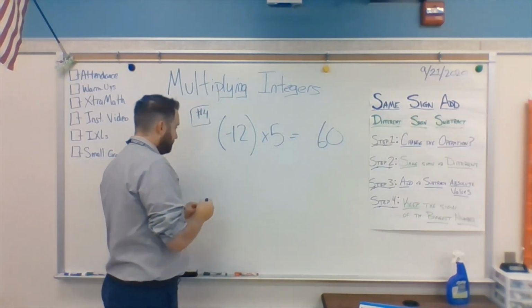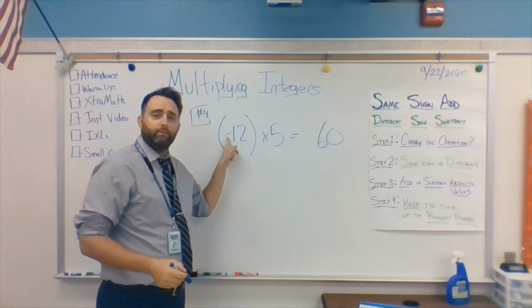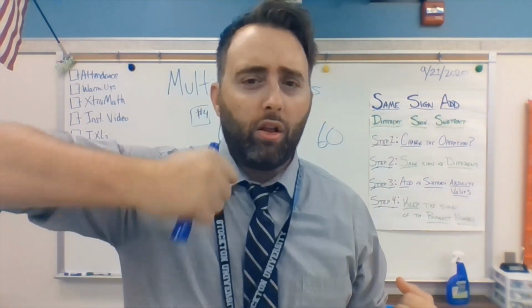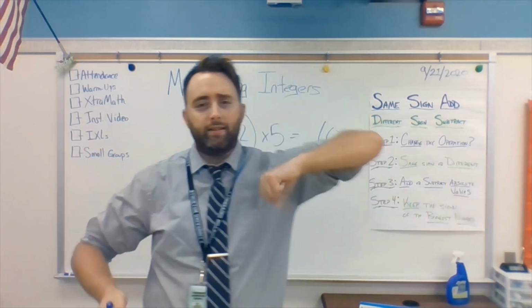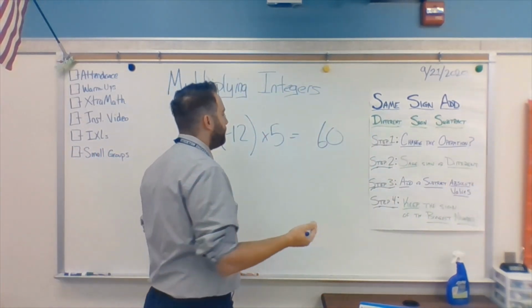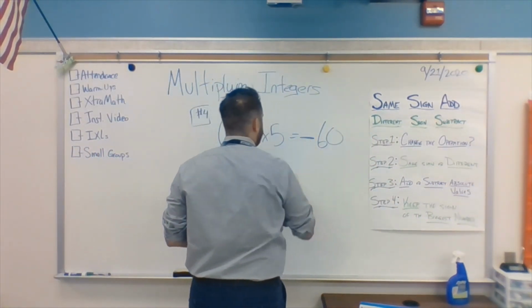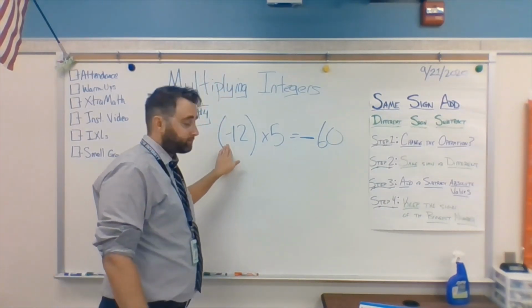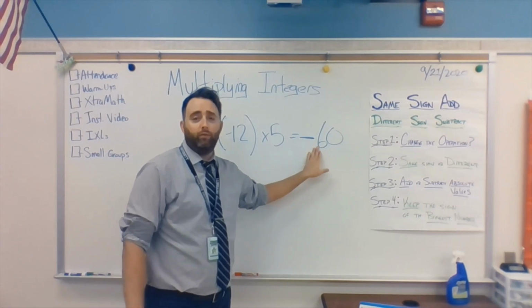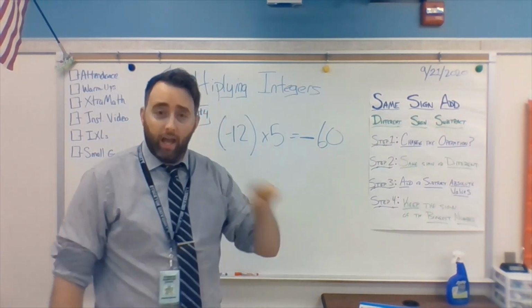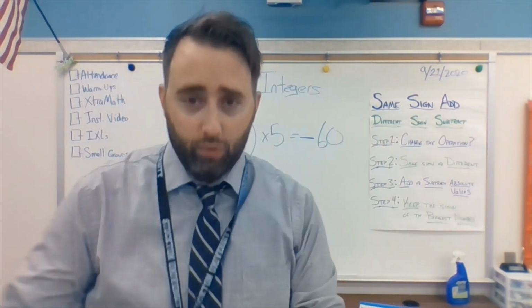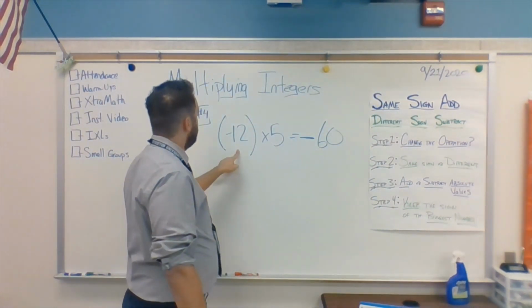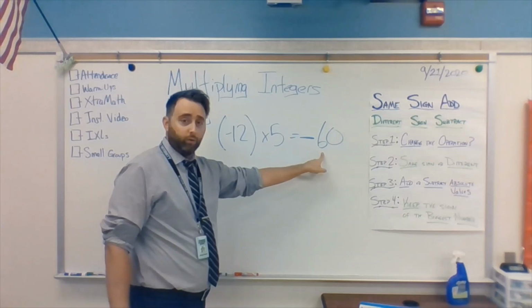But what do you have here? You have little old Romeo sitting all by himself. Little old Romeo can't be all by himself. He needs his Juliet. So guess where she'll be waiting for him? In the answer. If Romeo is alone in the question, Juliet has to be waiting for him in the answer. If there's one negative in the question, there's one negative in the answer. So a negative times a positive equals a negative.